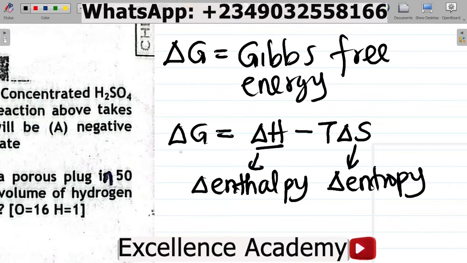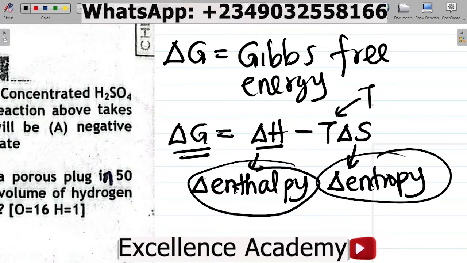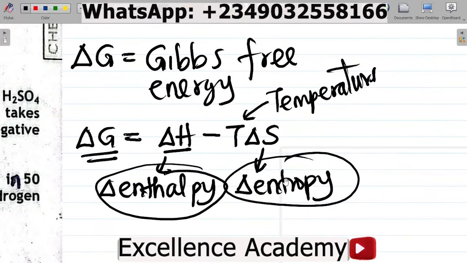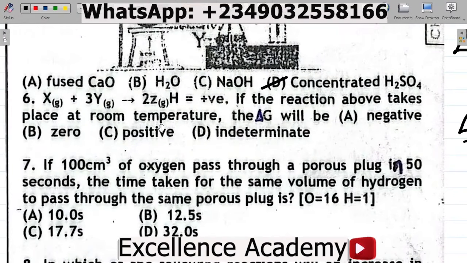Now, for us to get the value of change in G, the value of change in enthalpy and the value of change in entropy must be given. Likewise, T here, which is temperature, must also be given. Now, looking at the question here, you can see that the values were not given. So the answer becomes indeterminate.